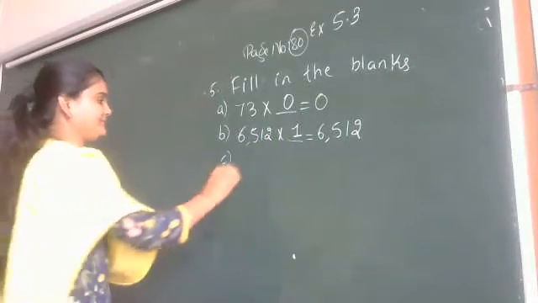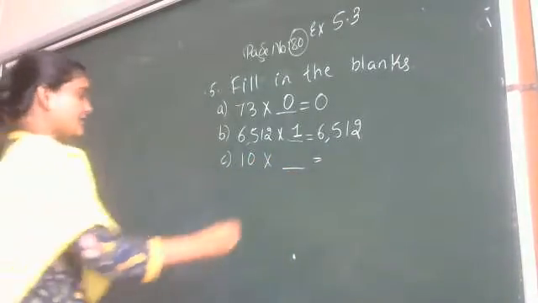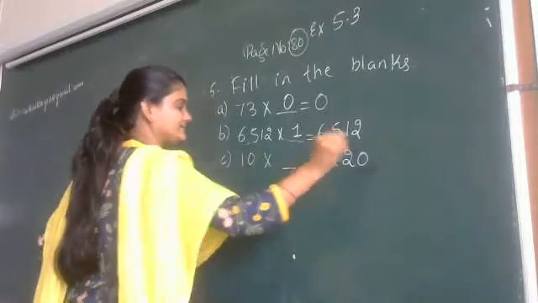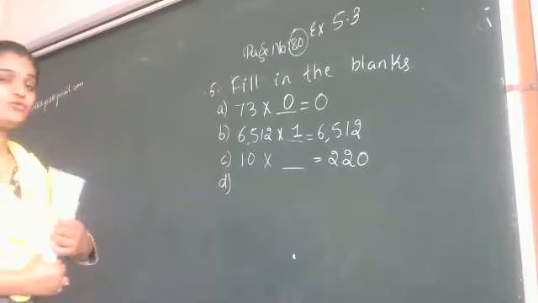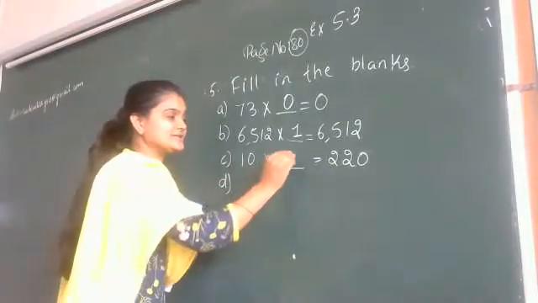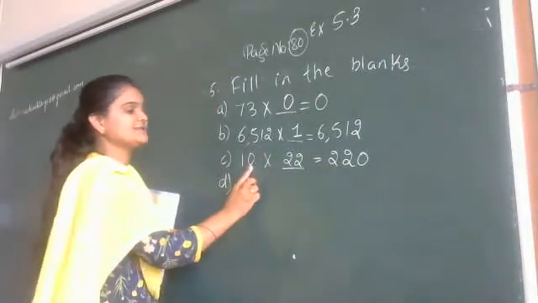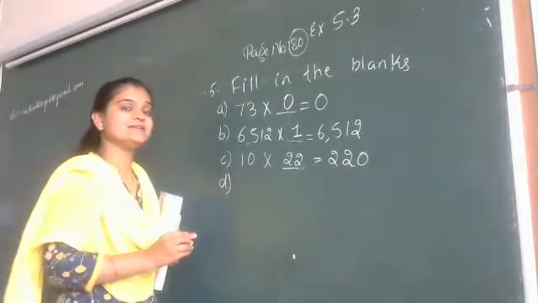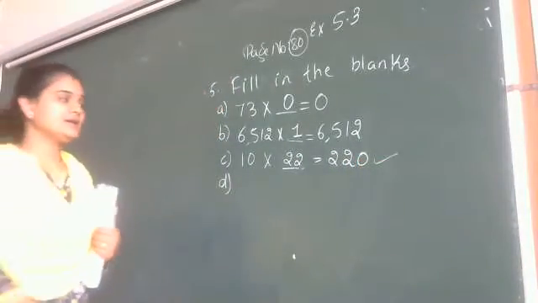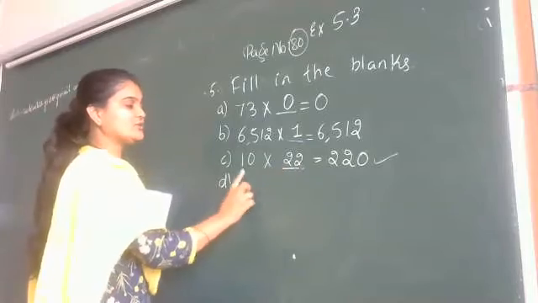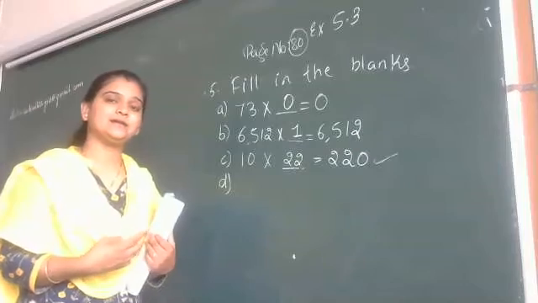Next, 10 into dash gives the answer 220. 22. Yes. Why is it 22, children? See, check. 22 into 1 is 22, and the 0 is kept as it is. So our answer is 22. If you multiply by 22, 22 into 1 is 22, and 0 is kept as it is in the ones place. Is it clear?